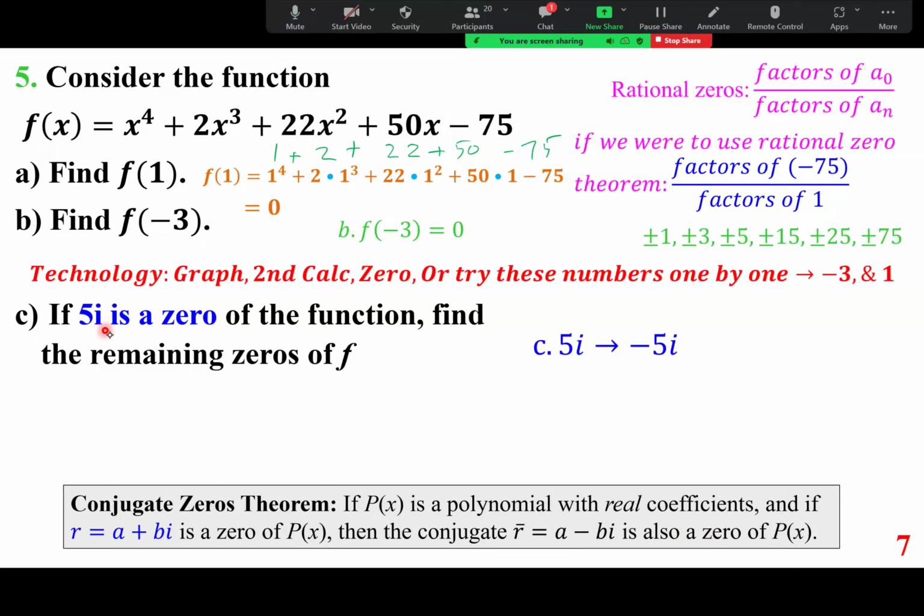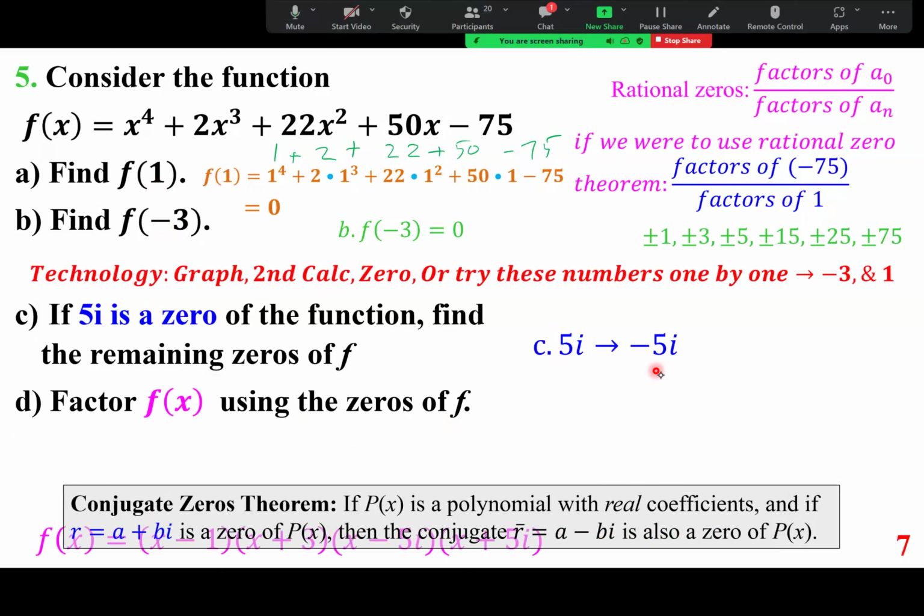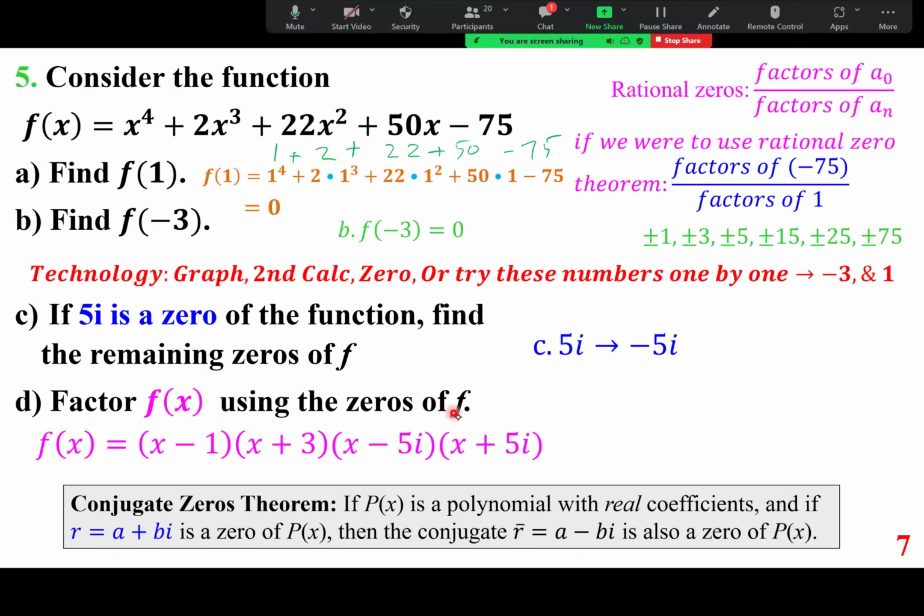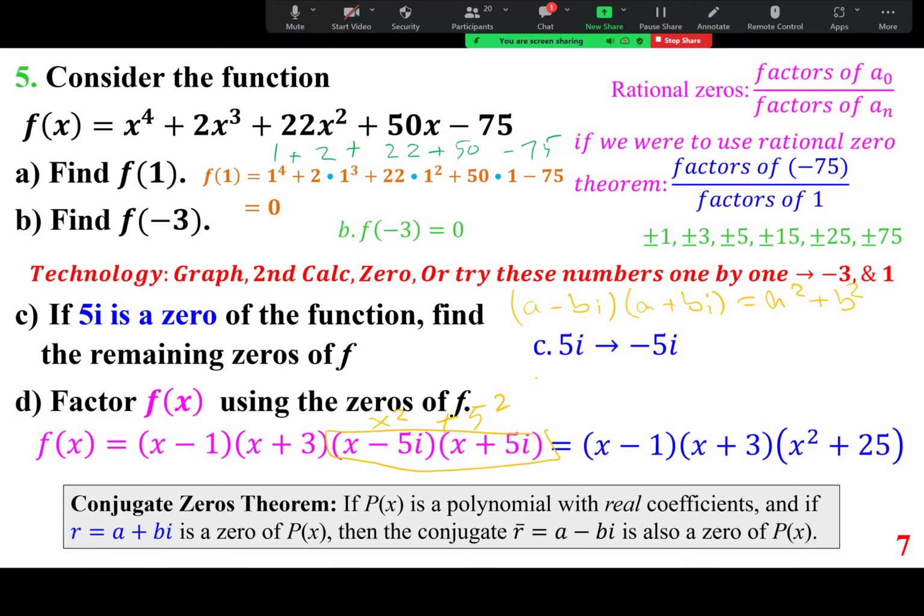So f of x in a factored format would be x minus 1 times x plus 3 times x minus 5i times x plus 5i. And these two, if you want to combine them, recall a minus bi times a plus bi. I showed you that it becomes a squared plus b squared. So this would be x squared plus 5 squared, which is 25.